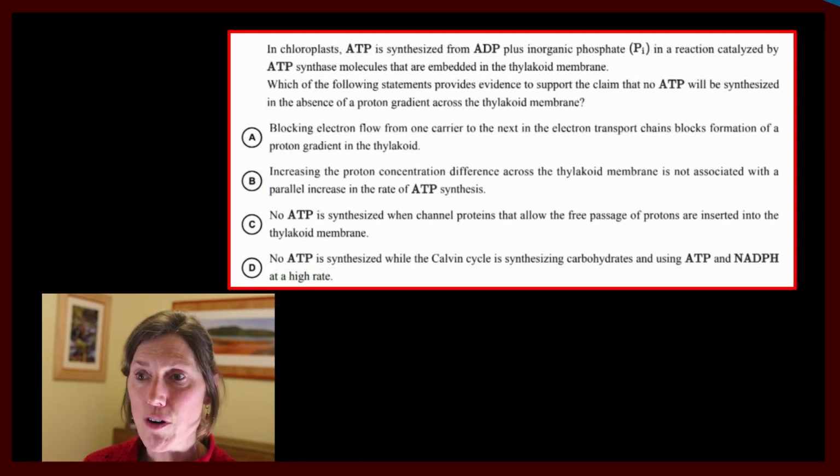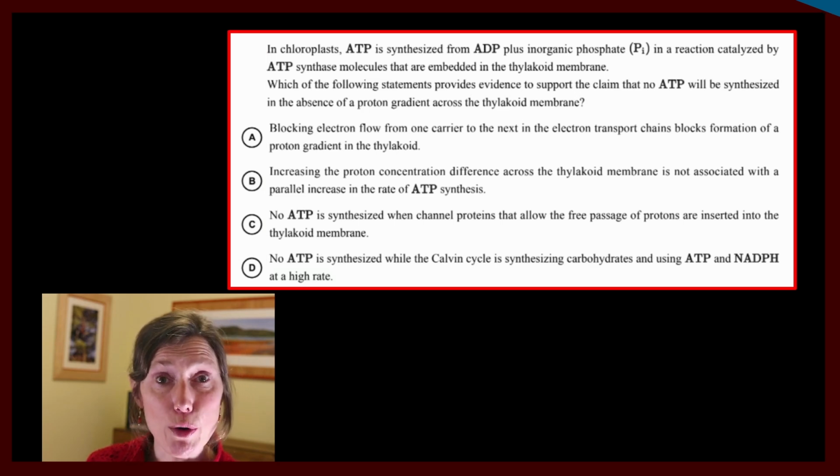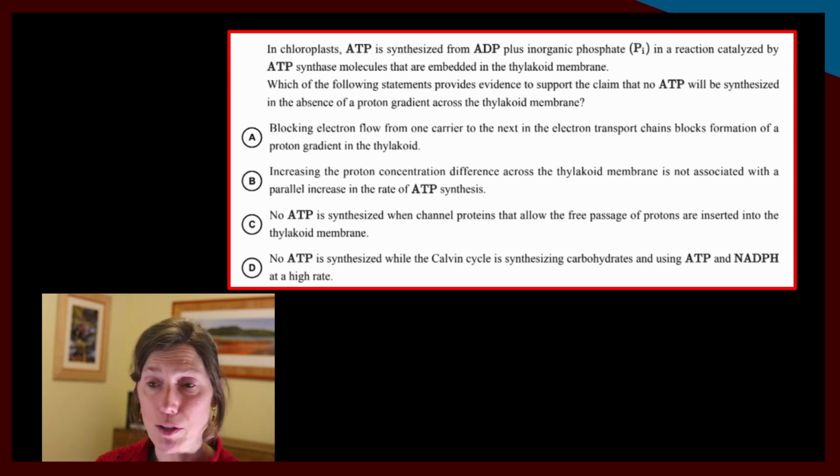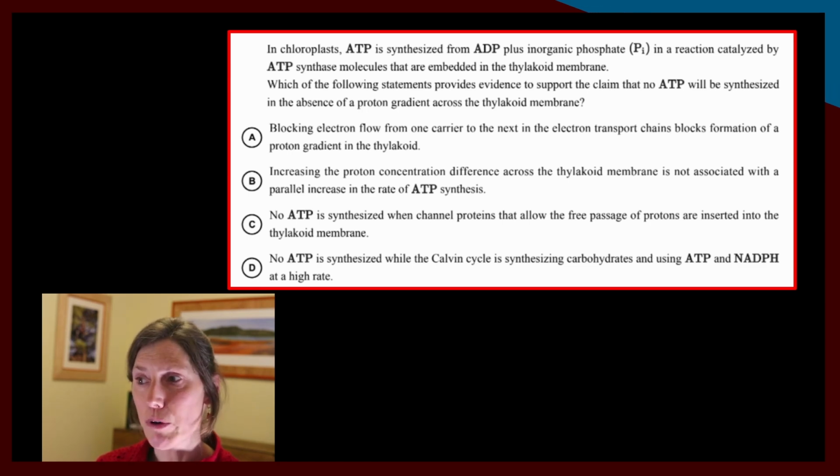Next question involves ATP again, but now we're in chloroplasts. ATP is synthesized from ADP plus inorganic phosphate in a reaction catalyzed by ATP synthase molecules that are embedded in the thylakoid membrane, again inside the chloroplasts. Which of the following statements provides evidence to support the claim that no ATP will be synthesized in the absence of a proton gradient across the thylakoid membrane?